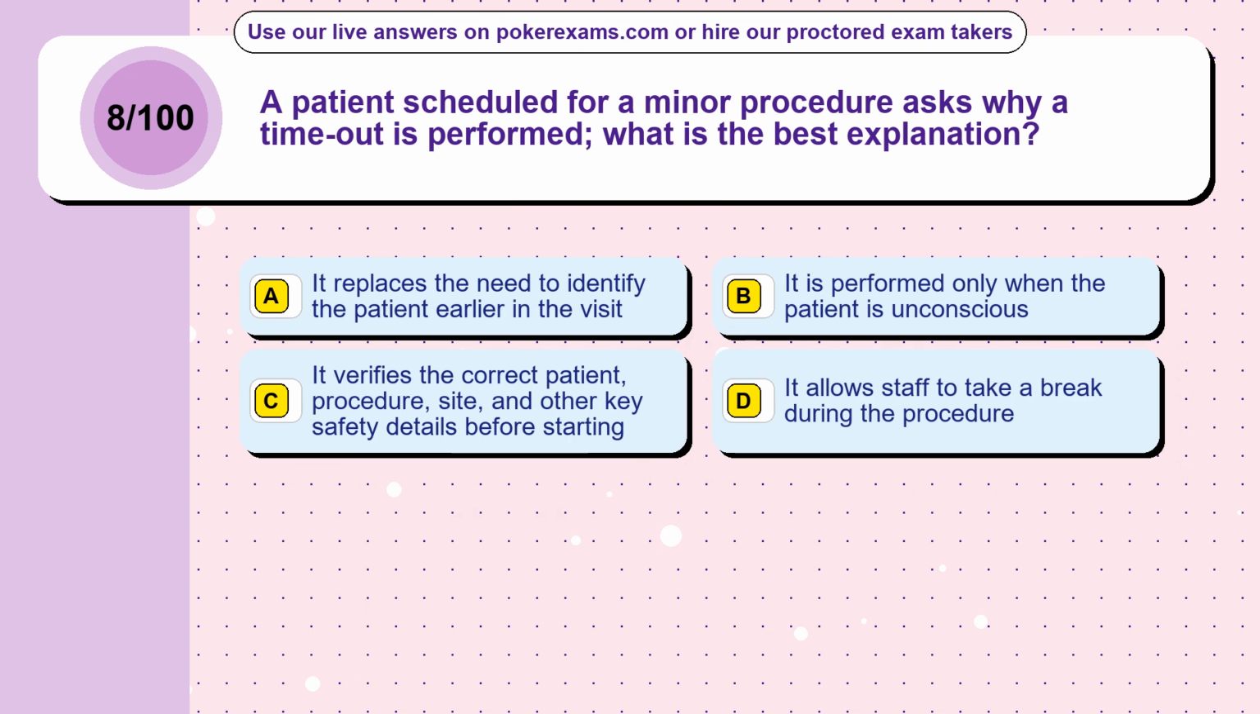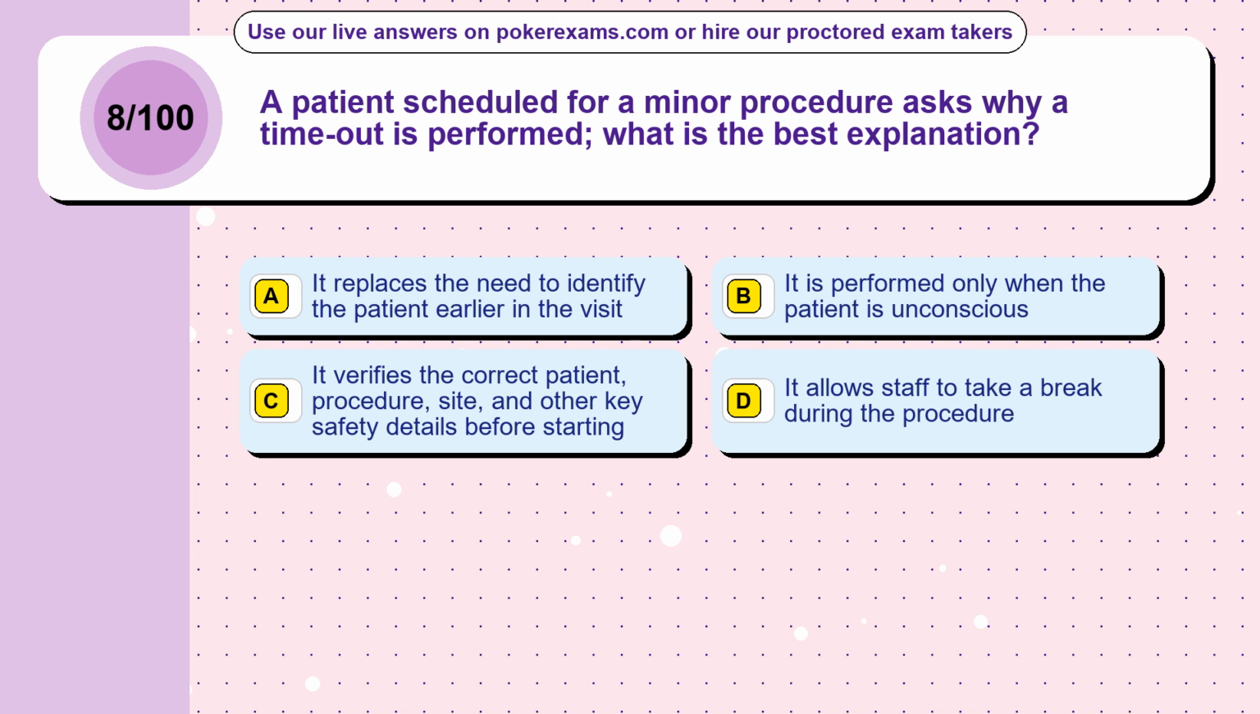Question 8. A patient scheduled for a minor procedure asks why a timeout is performed. What is the best explanation? Option A. It replaces the need to identify the patient earlier in the visit. Option B. It is performed only when the patient is unconscious. Option C. It verifies the correct patient, procedure, site, and other key safety details before starting.